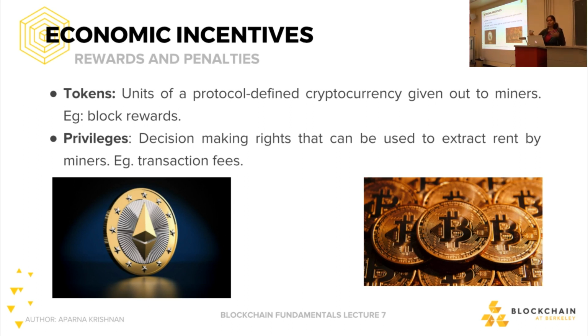Tokens are basically units of a protocol-defined cryptocurrency that you give out to miners. So for example, block rewards are tokens of Bitcoin or even Ethereum. Privileges are basically decision-making rights that you're giving to the miners so that they can use that and extract rent. An example of this is transaction fees in the Bitcoin blockchain. Rewards are basically a mechanism to give honest actors of a network these tokens and privileges, and penalties are just a way to take away these tokens and privileges from malicious or evil people in the network.